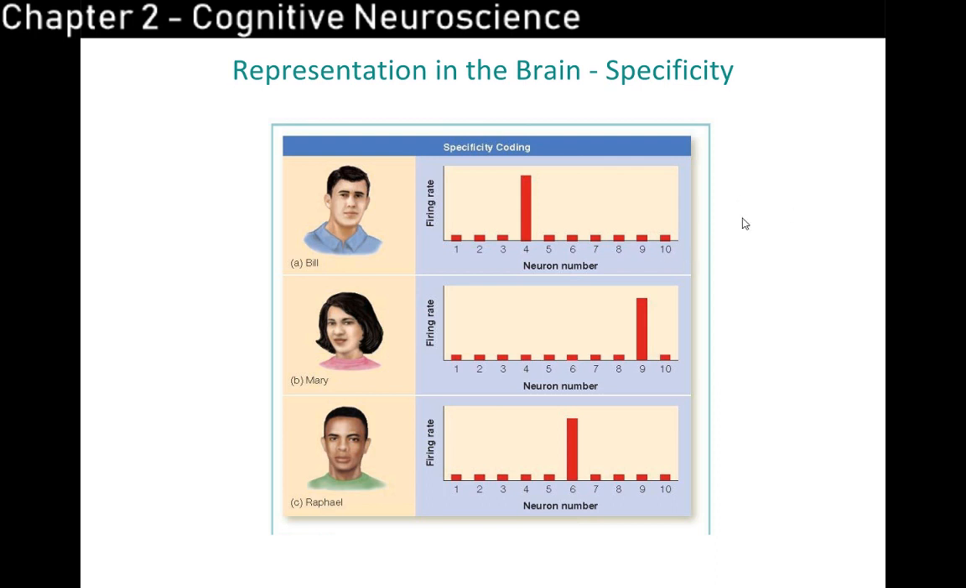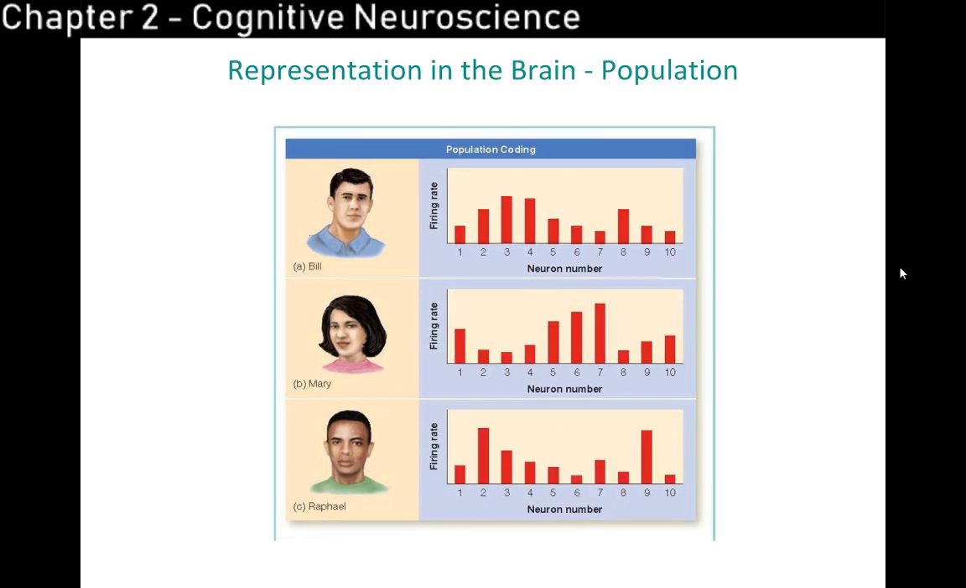So in this example, we have Bill, Mary, and Raphael. We see their faces, and a different neuron activates for each one. Now, this is very specific and is typically associated with simpler stimuli, but there could be distinguishing features between Bill, Mary, and Raphael that will activate different neurons specifically.